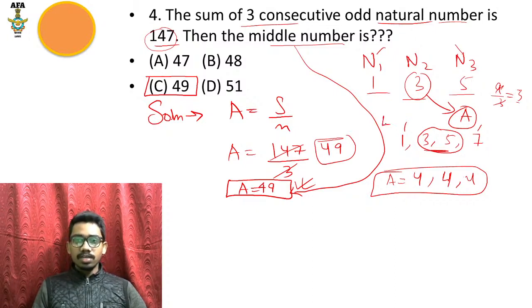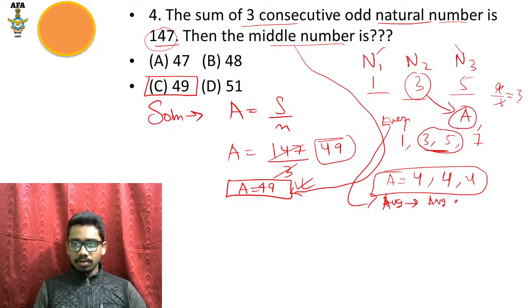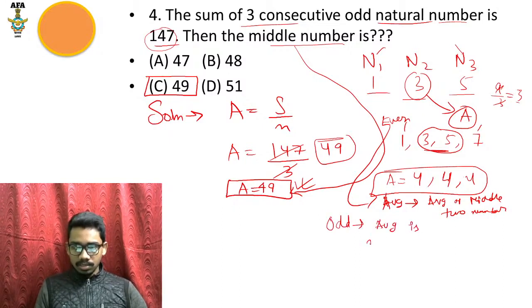For even terms, average is the average of the middle two numbers. And for odd terms, average is the middle number. Okay.